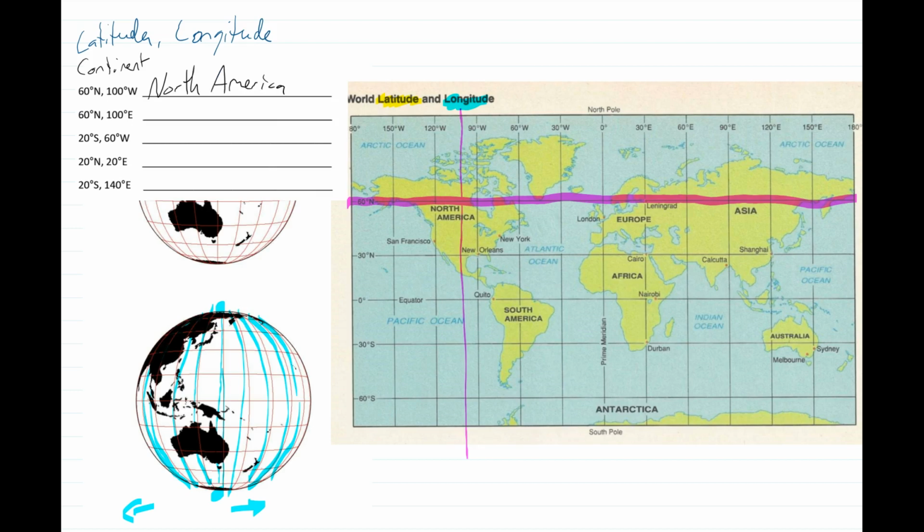Okay, let's try the next one. 60 degrees north, 100 degrees east. Okay, so we've still got 60 degrees north. We can keep that one. But this time, instead of going west of Greenwich, we're going to go east of Greenwich. So we're going to go to 100 degrees east, which is that line. Where's that? It's Asia.